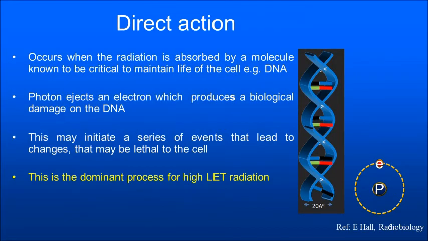Let us look at the direct action. Direct action occurs when radiation is absorbed by a molecule known to be critical to maintain the life of the DNA. The photon, as you can see in this picture animation, ejects an electron, and the electron straight away goes and damages the DNA, producing a biological damage here. This is referred to as the direct action.